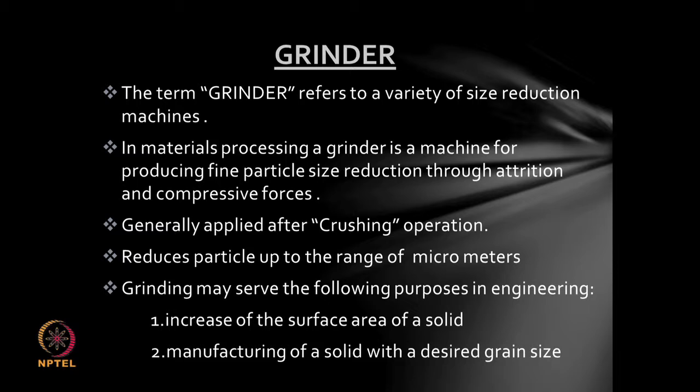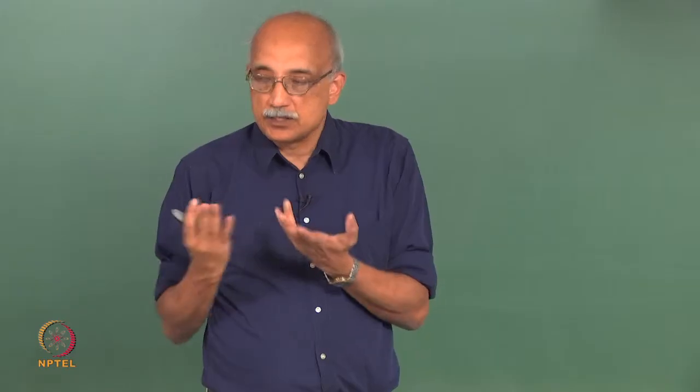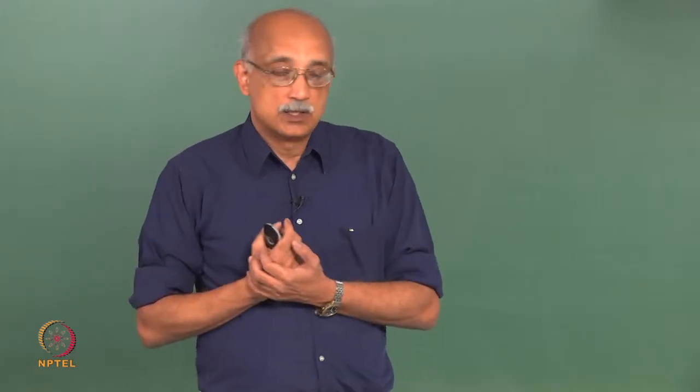So, grinding is used for many purposes. Primary purpose is surface size reduction. It can also be used to increase the surface area of a solid. So, particularly in applications like catalysis, what you would like to do is maximize the amount of surface area that is available for a given volume of material, because many catalyst materials tend to be very expensive.